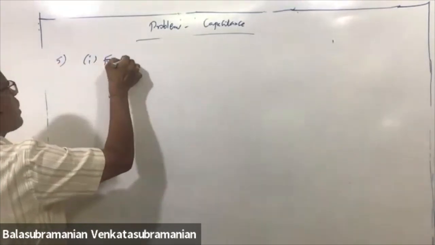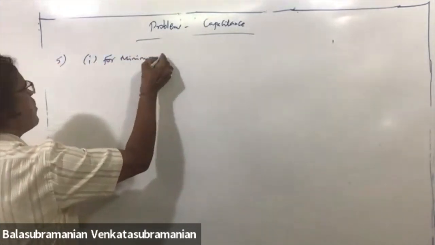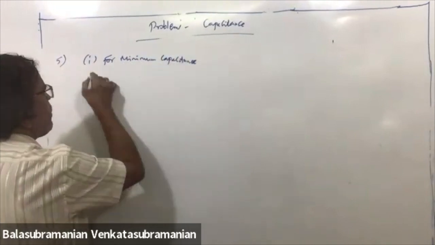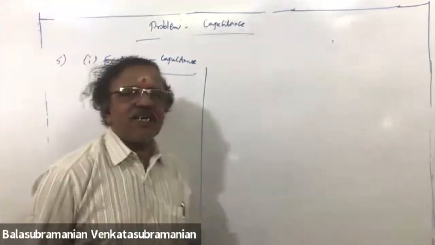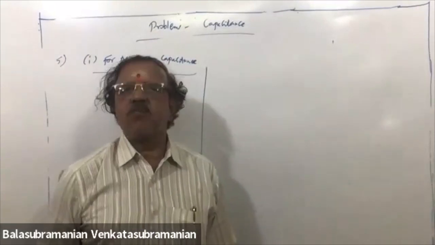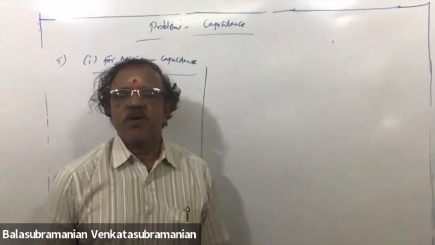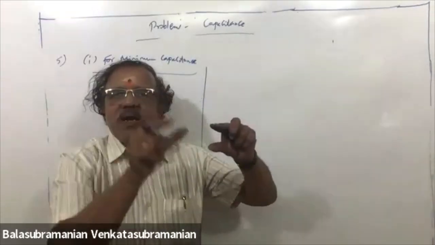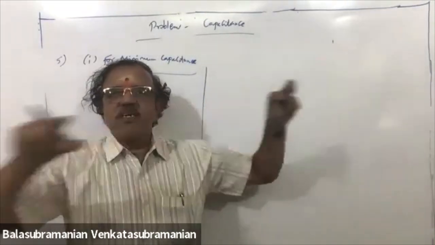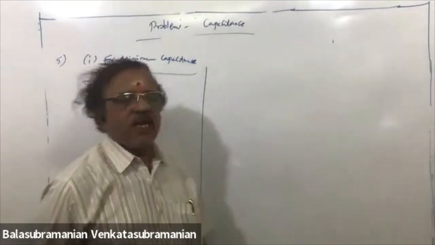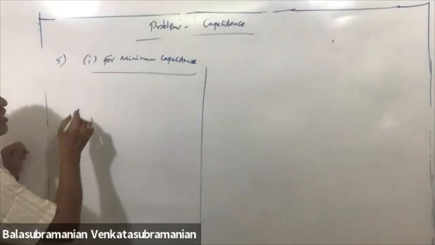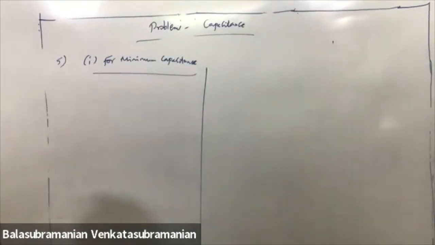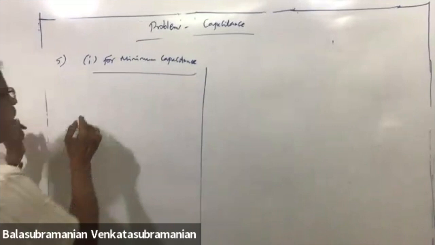For minimum capacitance, capacitors should be connected in series. Then only you get the lowest value. Highest, maximum value means you have to connect in parallel. In series means minimum value. So what are the data given? 8 microfarad, 12 microfarad, 24 microfarad.